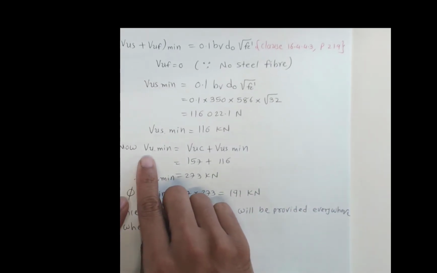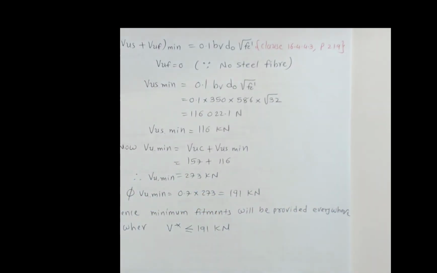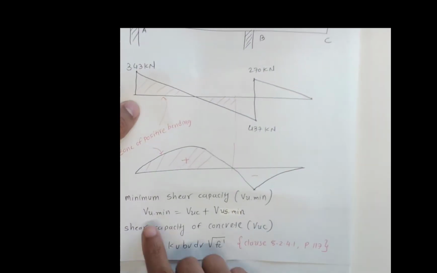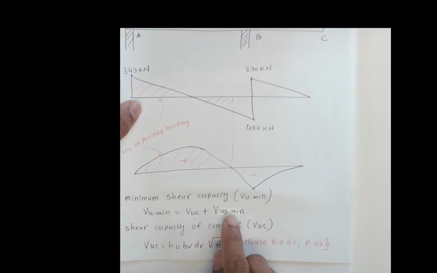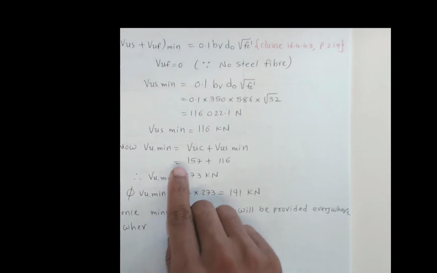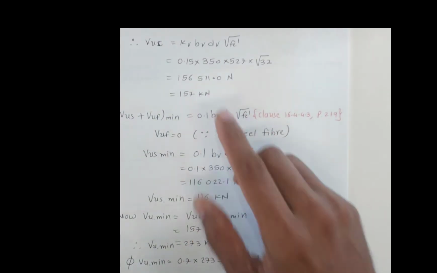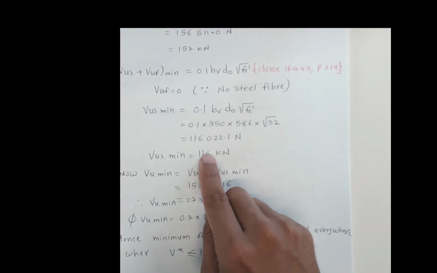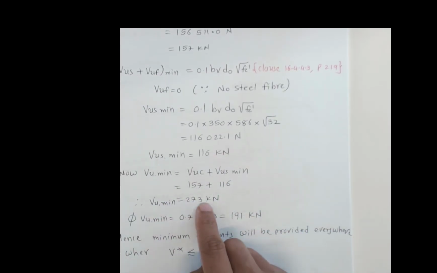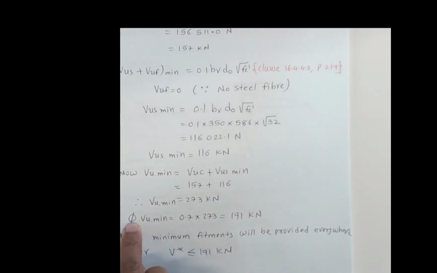Now VU mean, that we wrote here. VU mean is the summation of the concrete and the steel contributions. The capacity of the concrete we calculated as 157. We substitute here the 116 we just calculated. So VU mean is 273 kilonewtons, and if you multiply by the capacity reduction factor 0.7, it gives us 191.